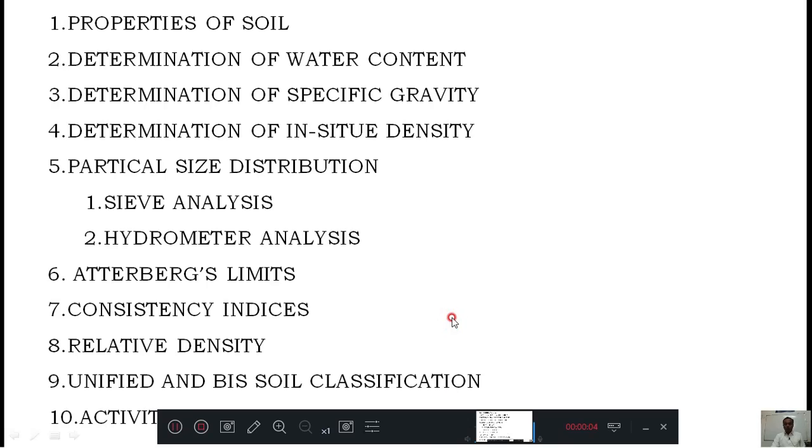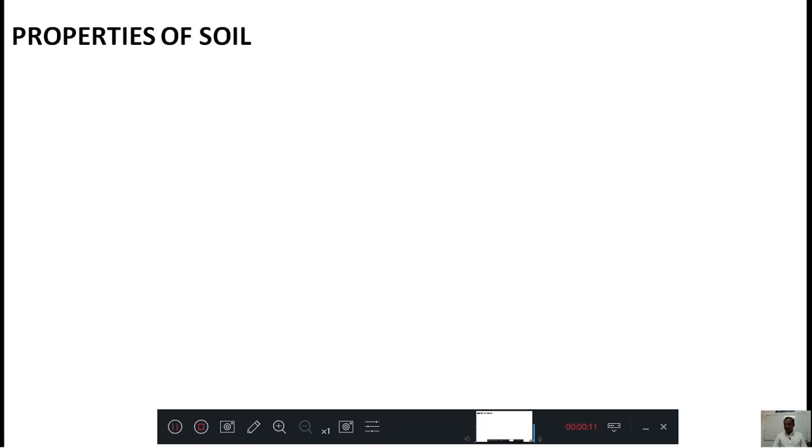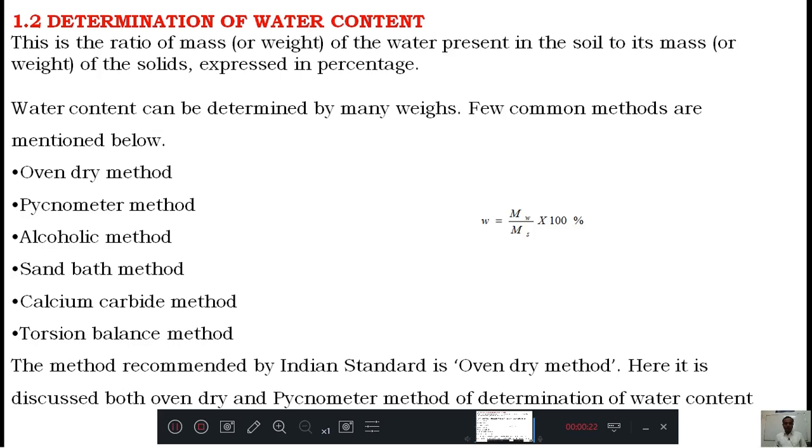Welcome back. In the last class we just entered into module 1b, where we studied properties of soil and the index properties. There are two types of properties: index properties and engineering properties. Now, coming to the first of the index properties, it is the water content. This is the first property.